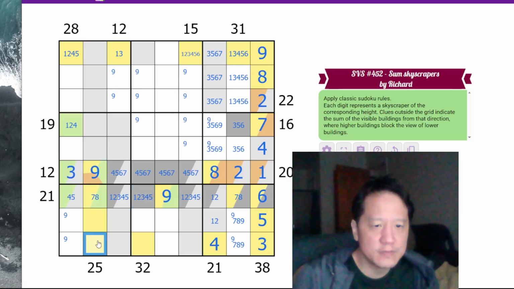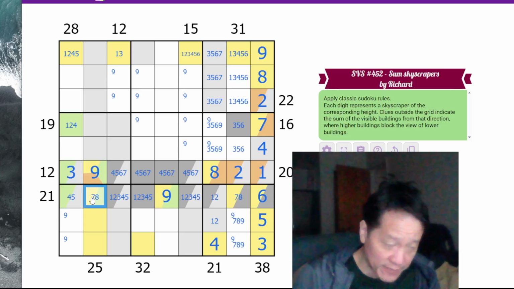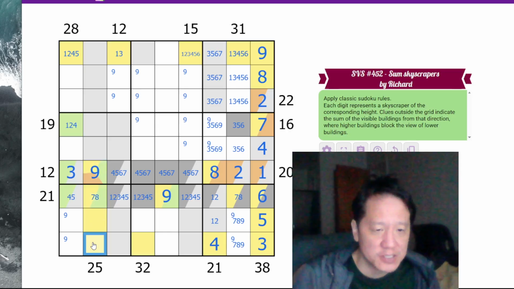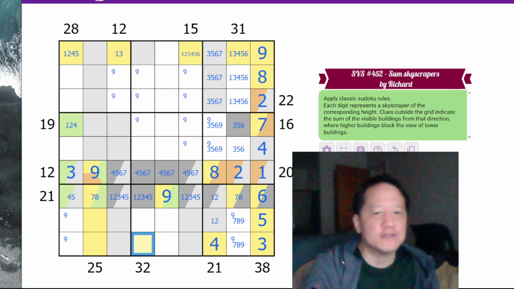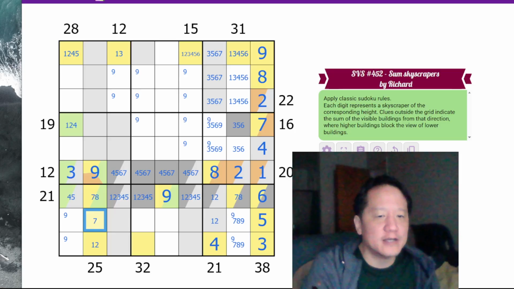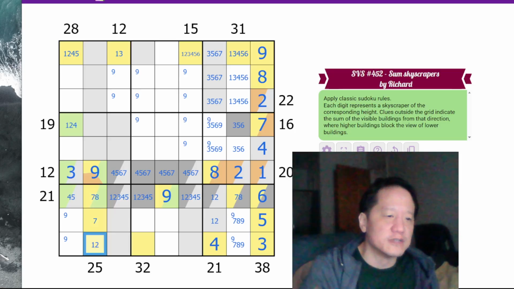Let's try 25. What digits can be here? Can you have 5? 5 at minimum would mean this is 6 and 7. 5, 6, 7 adds up to 18 plus 9 is 27, so that's too large. So it cannot be 5. This can't be 3 or 4. This is 1 and 2 then. So 1 has to be with 7 and 8 to add up to 16.